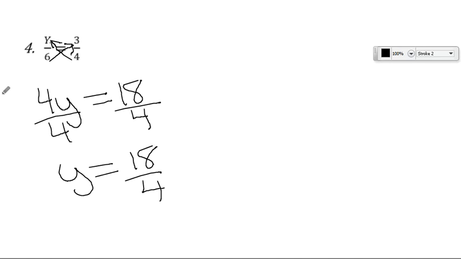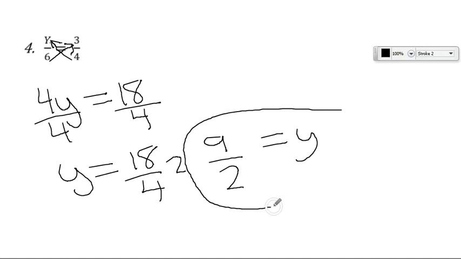So when we look at these two numbers right here, 18 and 4, in order to decide if this can be simplified, we need to figure out if there's a number that can divide into both of them evenly. And because both of these are even numbers, we know that 2 can divide into 18 9 times, and 2 can divide into 4 twice. So we would write our solution as 9/2.